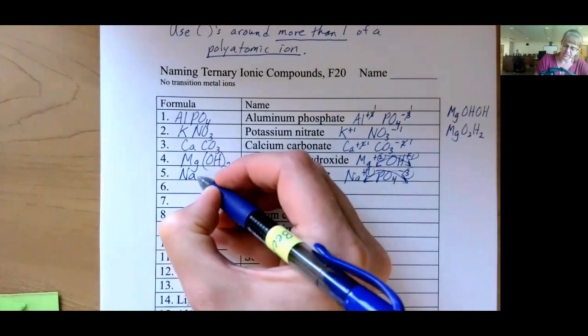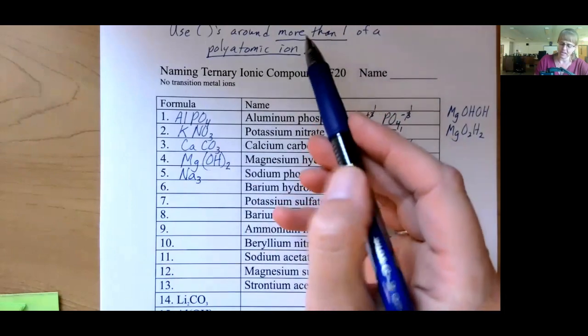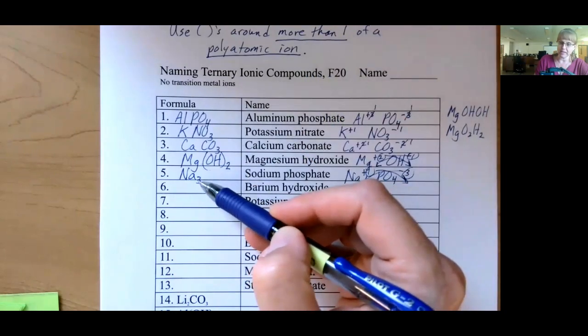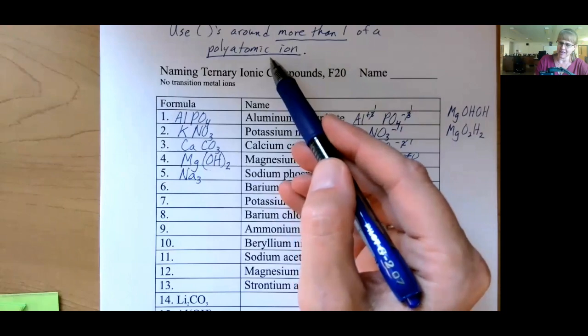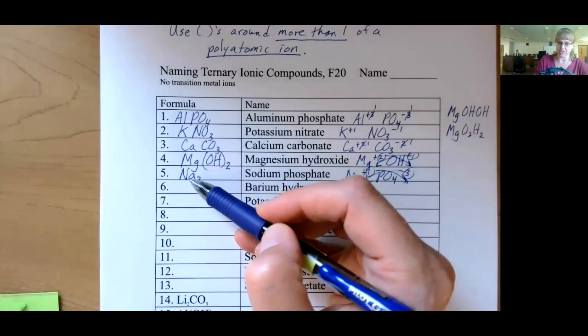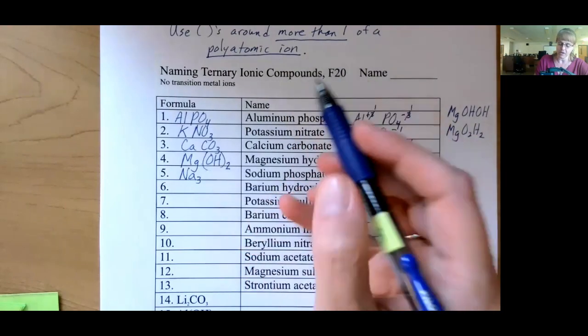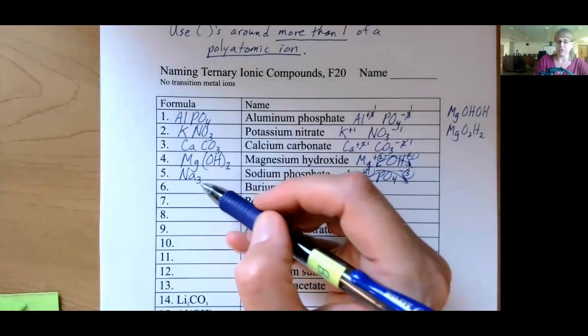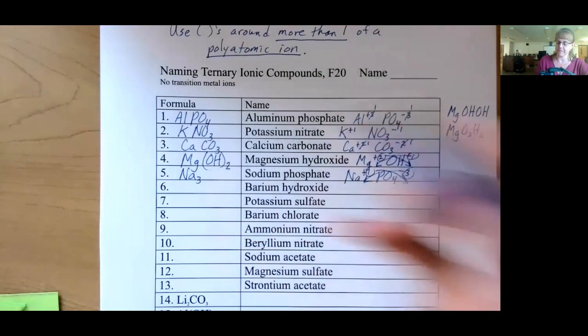Now, do we need parentheses? Well, we do have more than 1, but is it a polyatomic ion? No, it's just 1 atom, just sodium. There are no other elements there. So we do not use parentheses.